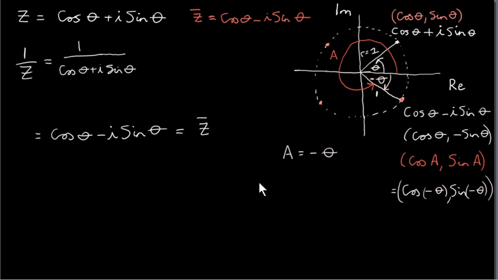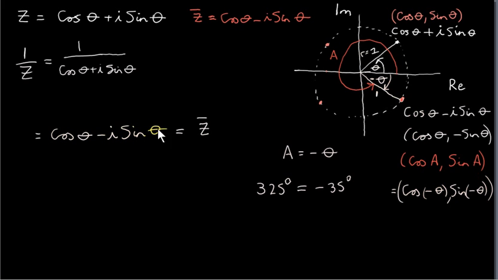So for example, an angle of 325 degrees is equivalent to an angle of minus 35 degrees. So when we say plus 325 degrees, we're measuring anti-clockwise from the positive real axis. When we say minus 35 degrees, we're measuring clockwise from the positive real axis. These are equivalent angles. So we can say that angle A is equivalent to minus theta. So we can replace A with minus theta.